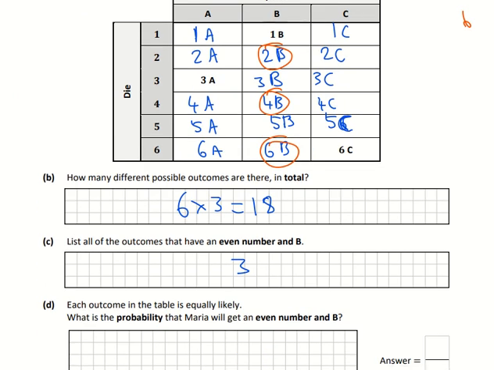Or it asks us to list them here actually, so you lose marks if you don't list them. So it's going to be 2B, 4B, and 6B.